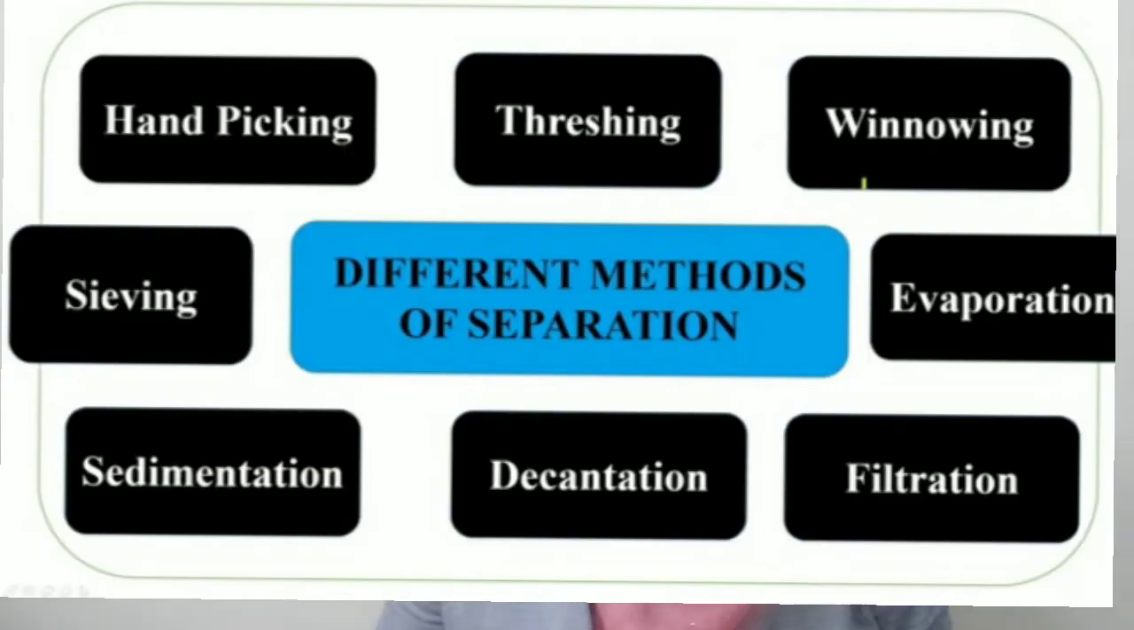Okay, so in this lesson we will discuss the different separation methods. What are they? Hand picking, threshing, winnowing, sieving, sedimentation and decantation, filtration and evaporation. So firstly we can see what is meant by hand picking.